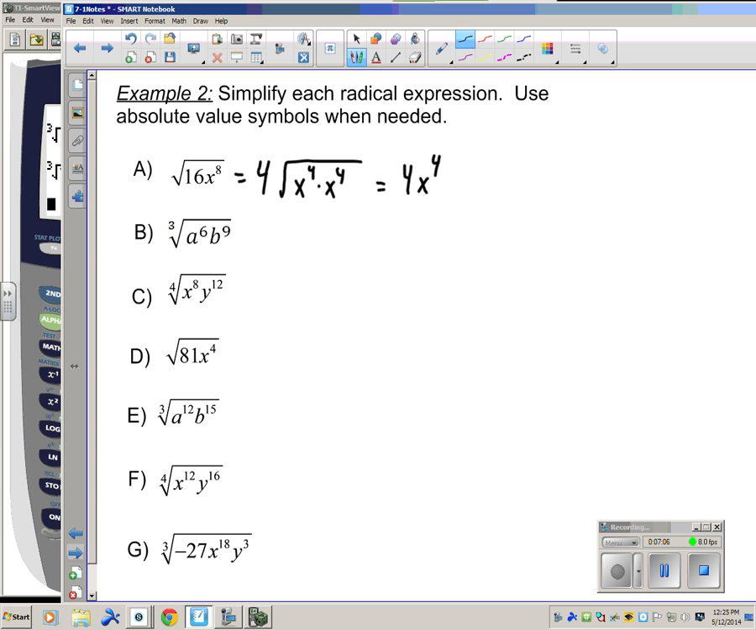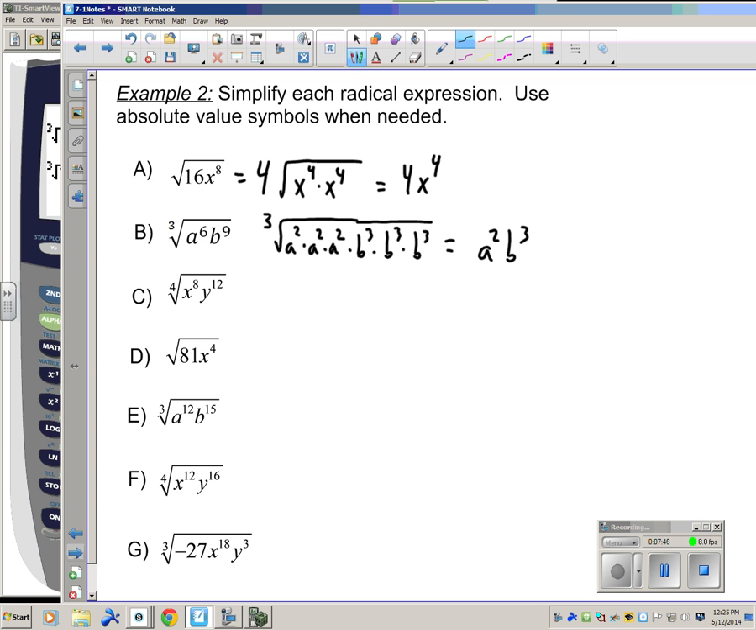All right, the third root there of a to the 6th times b to the 9th. So third root, remember you want them in there 3 times. So a to the 2nd times a to the 2nd times a to the 2nd and b to the 3rd times b to the 3rd times b to the 3rd. I did a to the 2nd three times because 2 plus 2 plus 2 there is 6. Same thing with my 3. 3 plus 3 plus 3 there is 9. So if I take the third root there, I get a to the 2nd, b to the 3rd.